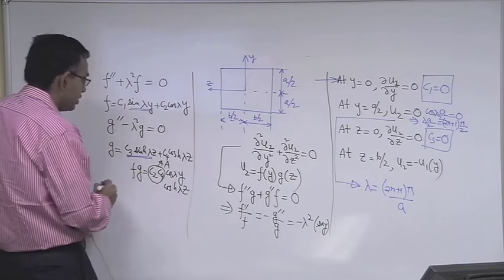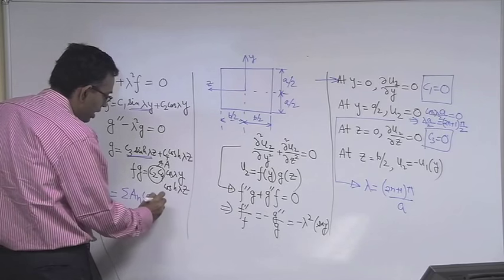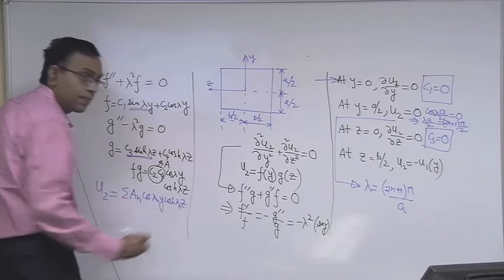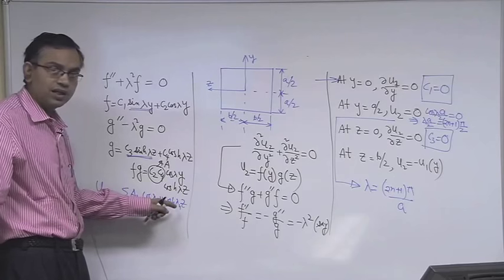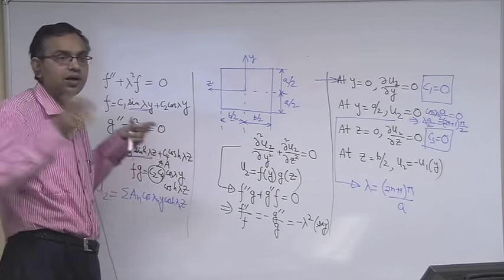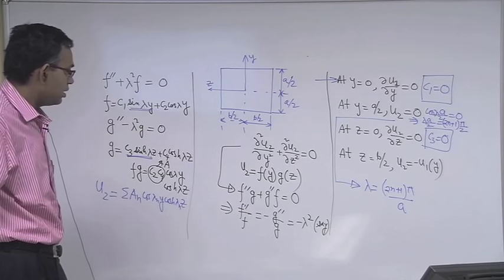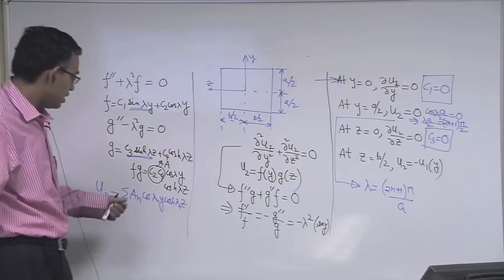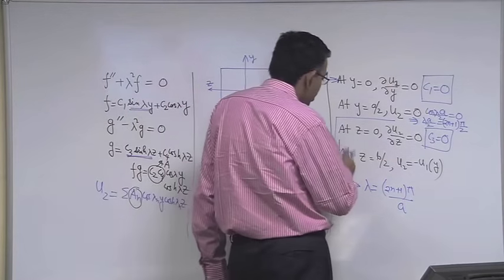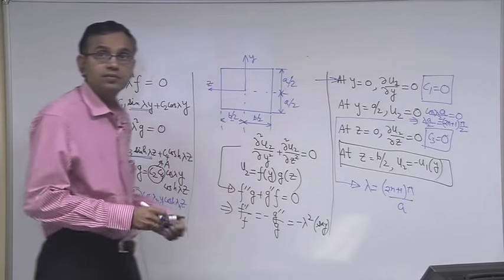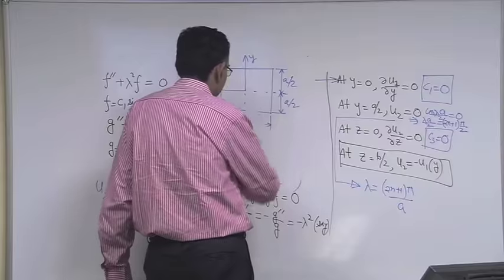So, instead of writing the solution in this way, we will write u 2 is equal to summation of a n cos lambda n y cos h lambda n z, right. The reason is pretty clear, that for each value of n, you have a corresponding solution. The resultant solution is a linear superposition of all these solutions, because the governing differential equation is linear. So, then the only task that remains is the determination of a n, and the only condition that remains to be used is the fourth boundary condition. So, we will make use of the fourth boundary condition for determining a n.